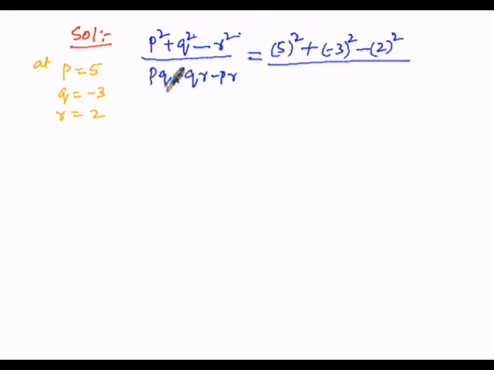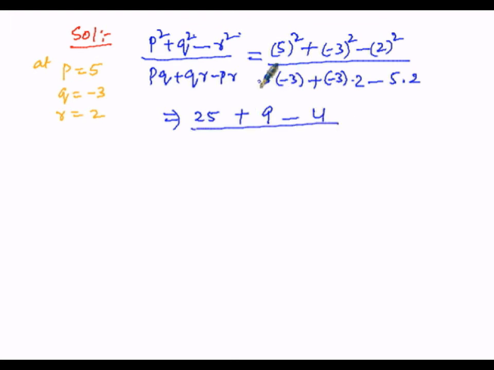pq, where p which is 5 must be multiplied with q, that is minus 3, plus q, which is again minus 3, multiplied with r, which is 2, minus p into r, where p which is 5 is multiplied with r, which is 2. That implies 5 square, 5 times 5 is 25, minus repeated twice, minus of minus is plus, plus into plus is plus again, 3 square is 9, minus 2 square is 4, overall divided by: 5 is positive, plus into minus is minus, 5 times 3 is 15, then minus into plus is minus, 3 times 2 is 6, then minus 5 times 2 is 10 in the denominator.